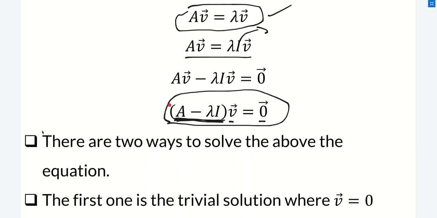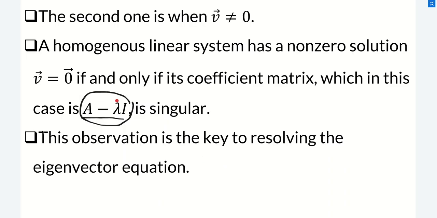Now remember, the final answer will be in the form of what? A matrix, right? It's a matrix subtracted by some scalar, where you are multiplying the scalar by the identity matrix. So you end up getting a matrix and you're going to multiply the vector. So what we can do is, if this is a singular matrix, we'll find a way to determine our V. And that is a key observation that is used in solving the eigenvector equation.